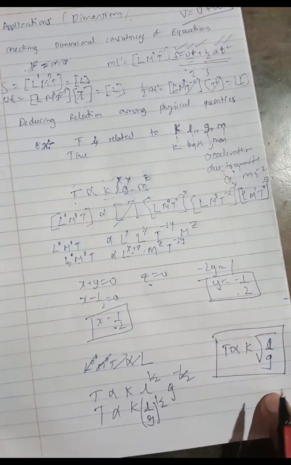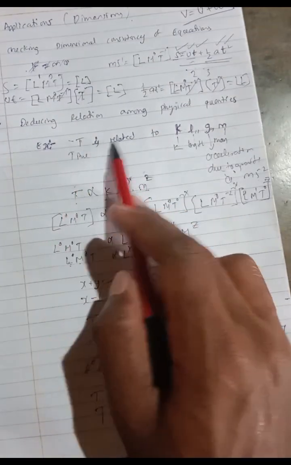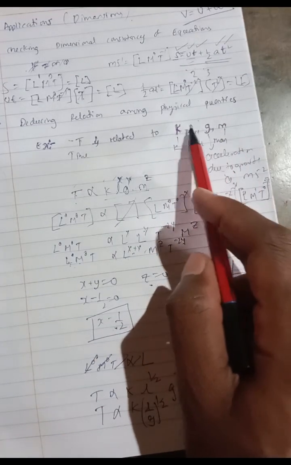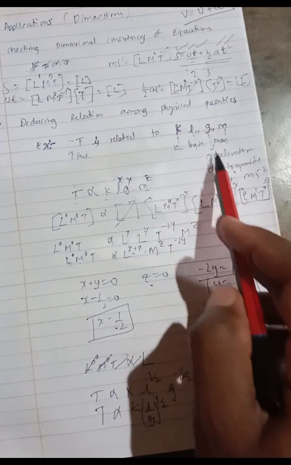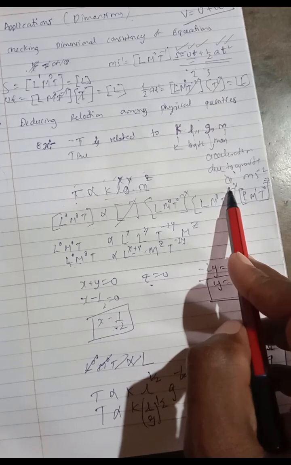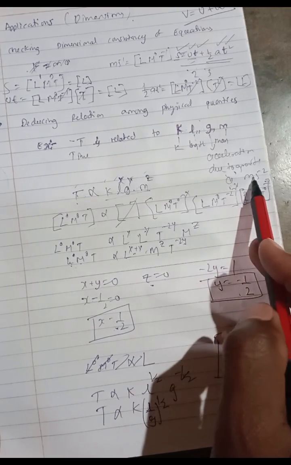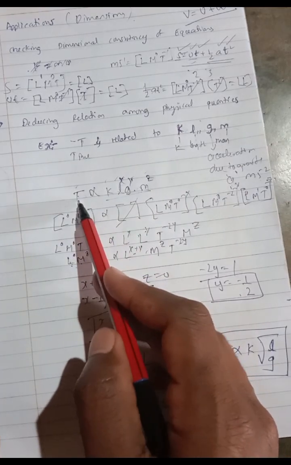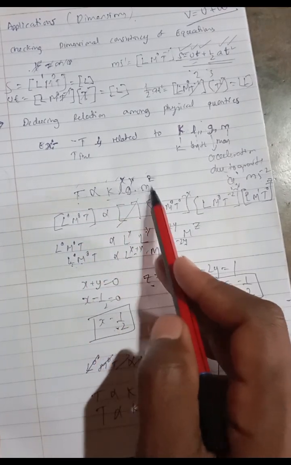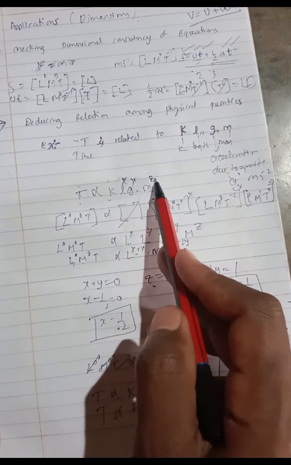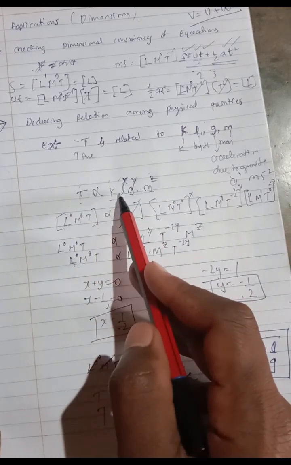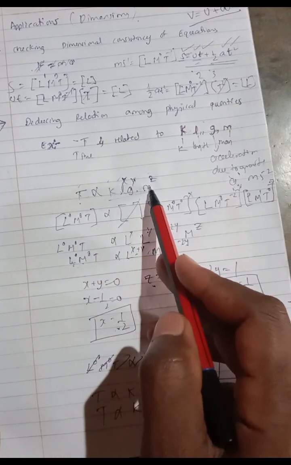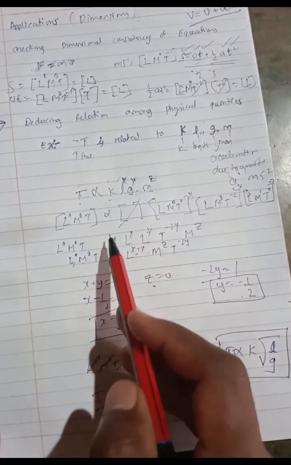I will explain once again. T is related to K, L, G, M, where K is a constant, L is a length, and G is acceleration due to gravity, whose unit is similar to acceleration, that is meter per second square, and M is a mass. So let's take an equation that has a relation between L, G, M in x, y, z format. Means T is directly proportional to L to the power of x, G to the power of y, and M to the power of z. We don't know the values of x, y, z. That's what we are going to find.